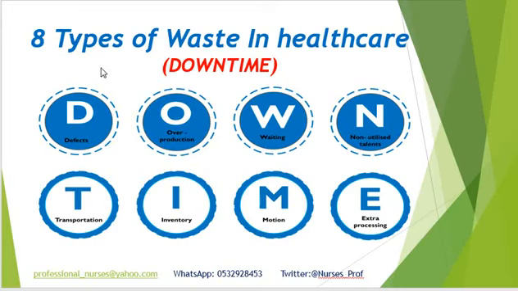And there is a beautiful acronym for you to remember the 8 types of waste, which is DOWNTIME. So D stands for defects, O stands for overproduction, W stands for waiting, N stands for non-utilized talent, T stands for transportation, I stands for inventory, M stands for motion, E stands for extra processing. We're gonna go through all of them in detail in the coming slides.